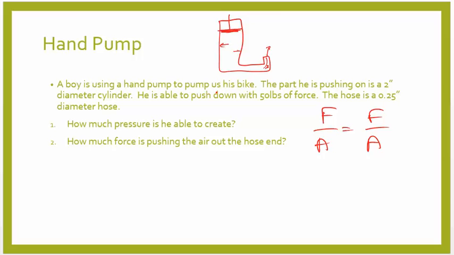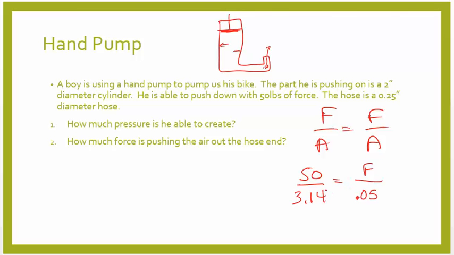A boy is using a hand pump to pump up his bike. The part he is pushing on is a 2-inch diameter cylinder. He is able to push down with 50 pounds of force. So it's 50. And I have to find the area of this 2-inch diameter cylinder. That's 3.14. Now on the other side is this hose, and it's only 0.25-inch diameter. So on the other side here, the area of that little hose is basically 0.05. The question becomes then, how much force is being pushed out of the other side? How much force is that air coming out with?